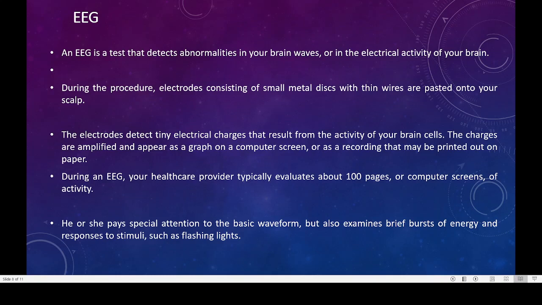For example, when you are taking an EEG and the doctor shines a torchlight on your eyes, how is it affecting your brain pattern? That kind of technique is also employed by doctors to measure how your brain is responding, how fast your brain is able to respond when a torchlight or flashlight is shone on your eyes.